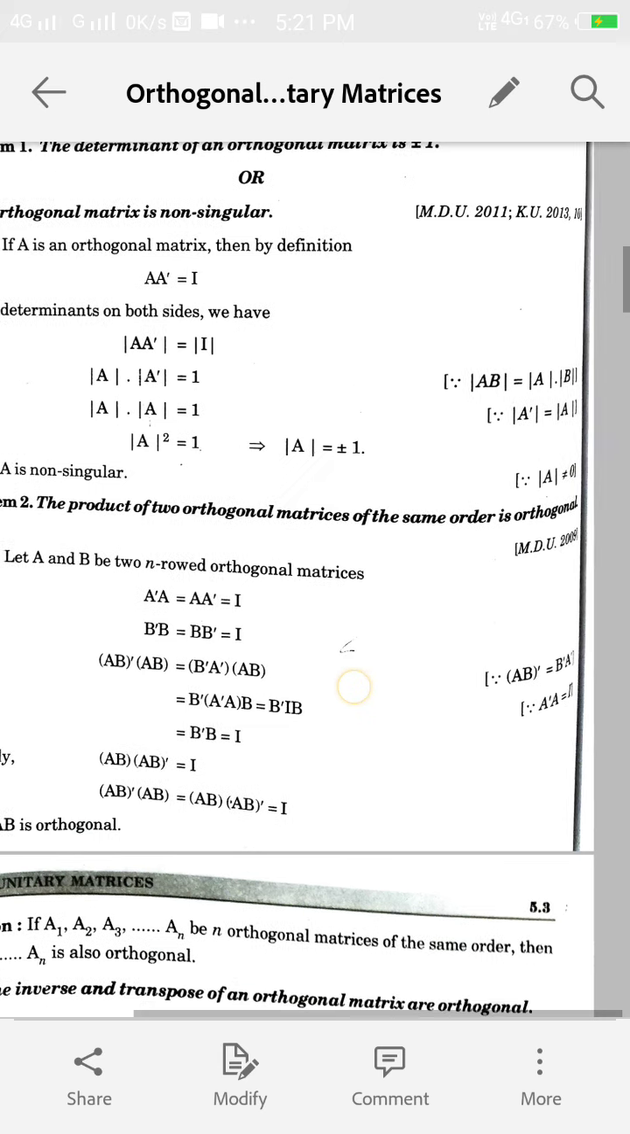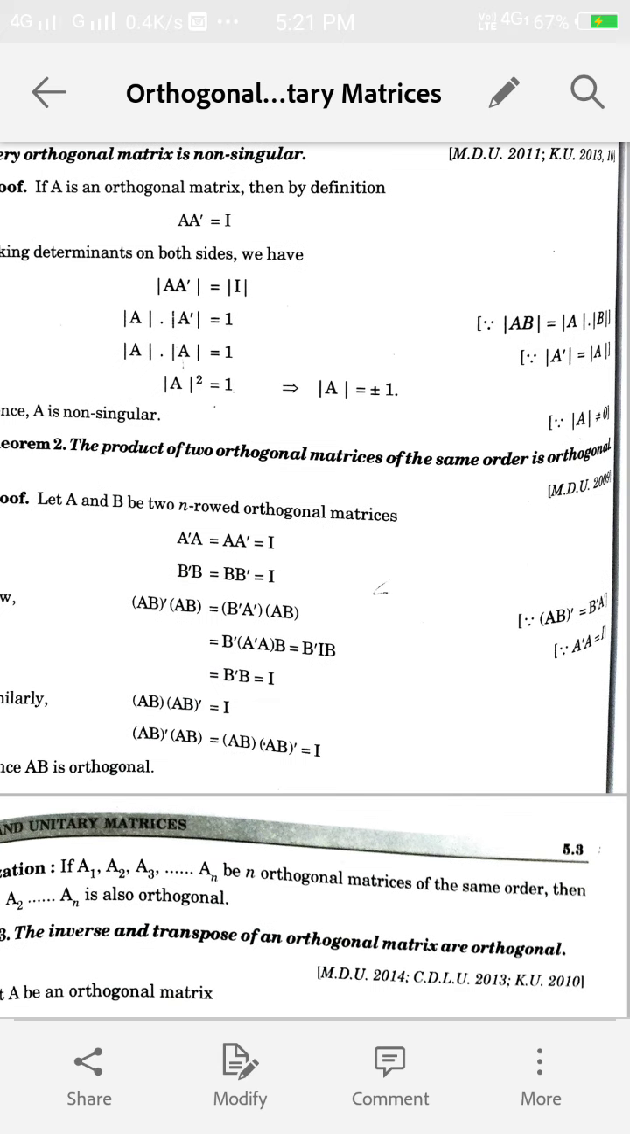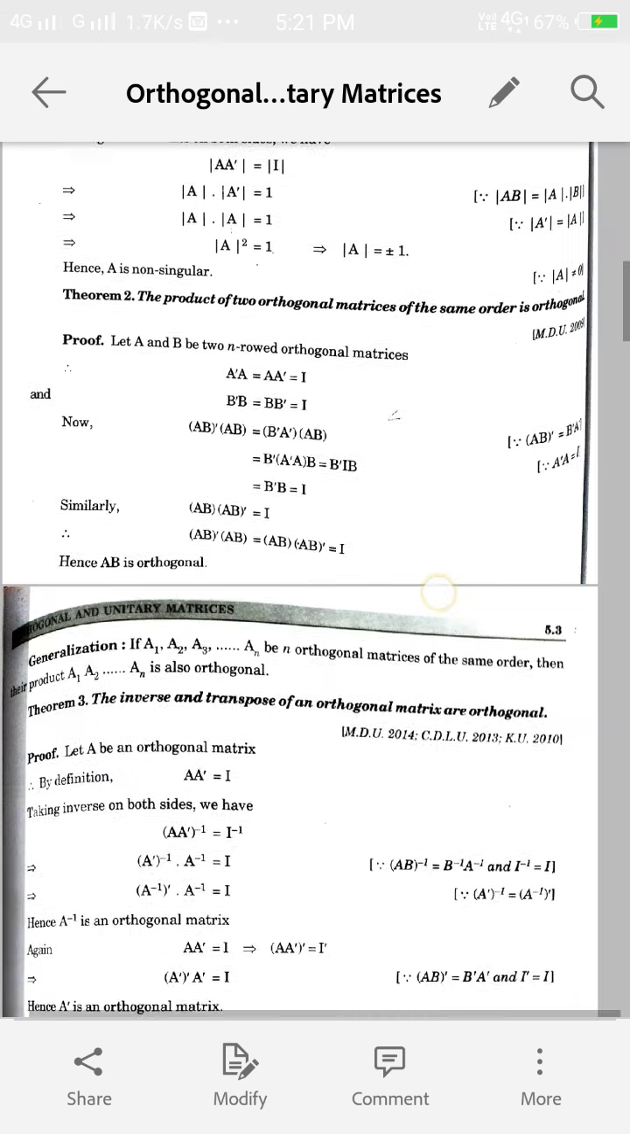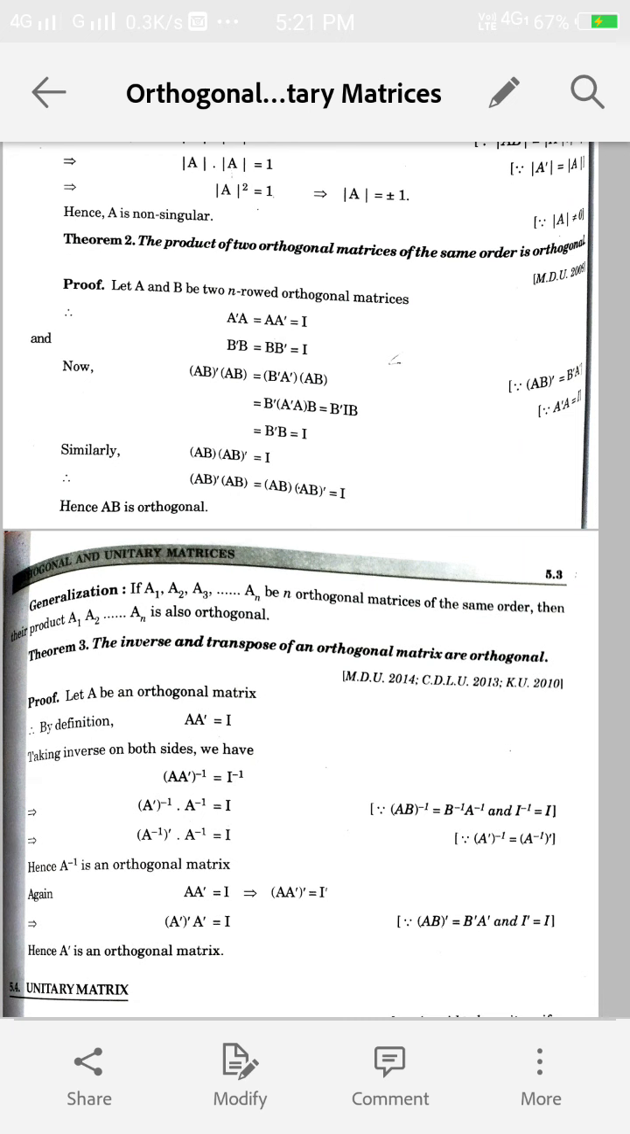Now move on to the second property of orthogonal matrices. Here we are to prove that if two matrices are of the same order and they are orthogonal, then their product will also be orthogonal. So let us assume that A and B are two n-rowed orthogonal matrices. Now we can write A transpose into A is equal to A into A transpose, which is the identity matrix, and again B transpose into B is equal to B into B transpose, which is again equal to the identity matrix.